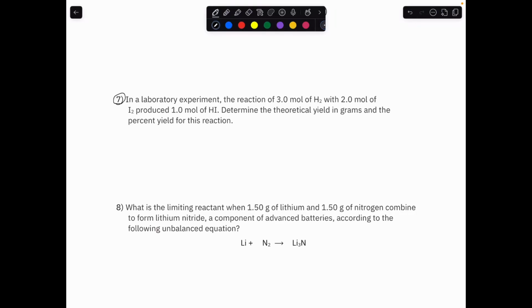Number 7. In a laboratory experiment, the reaction of 3.0 moles of H2 with 2.0 moles of I2 produced 1 mole of HI. Determine the theoretical yield in grams and the percent yield for this reaction. So this question is actually going to require you to make an equation, and the reason is you need to figure out which one is the limiting or which one is the excess.